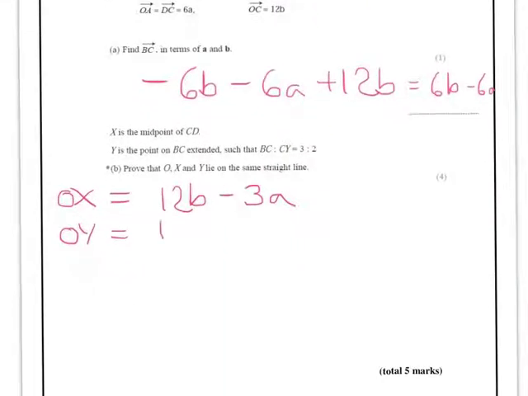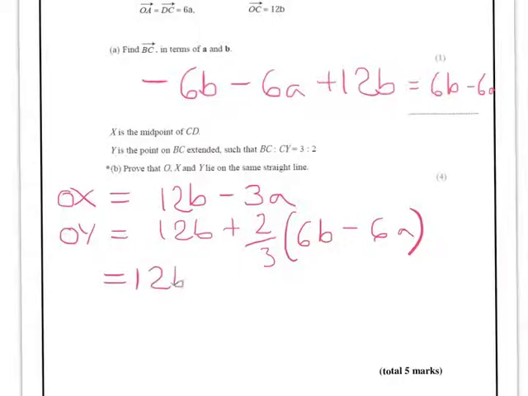So it's going to be 12b to start with, and then we're going to add on 2/3 of 6b take away 6a. So we have to tidy that up a little bit. 12b stays the same at the moment. 2/3 of 6b is going to be 4b. 2/3 of 6a, or negative 6a, is going to be negative 4a. So that should equal 16b take away 4a.